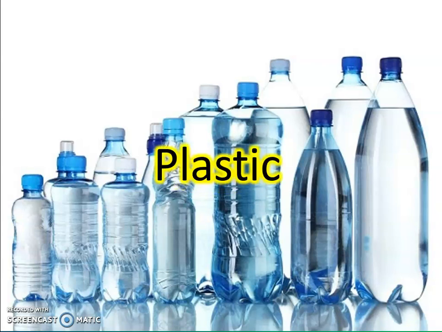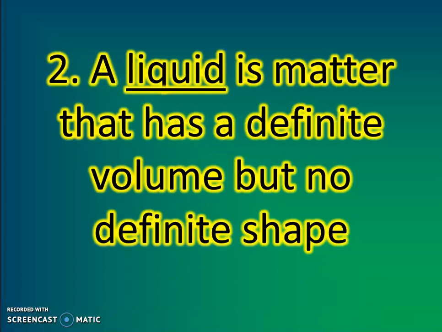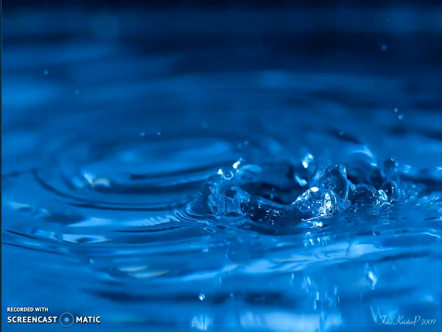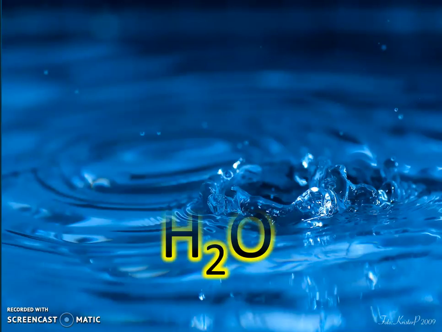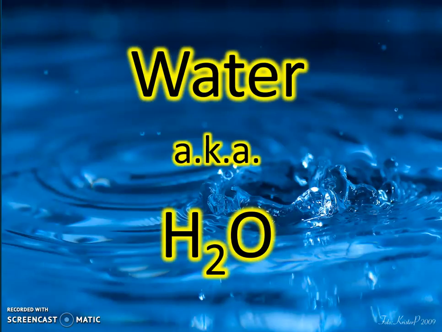Our second phase of matter would be a liquid. And a liquid is matter that has a definite volume but no definite shape. Like, we know how much is there, but it has to be in some sort of container. And the best example right off the bat would be water.